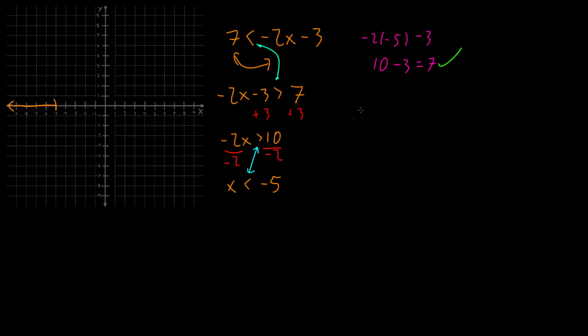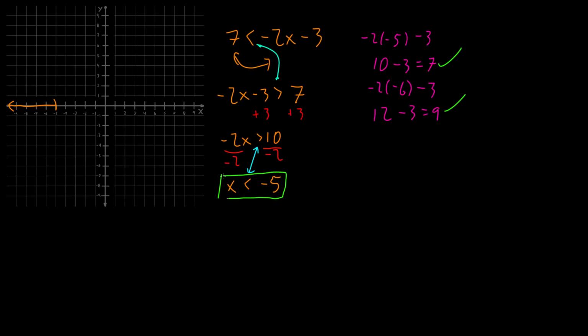So the next one to test out is negative 2 times negative 6. Negative 6 is less than negative 5. Subtract away 3. Okay, we've got positive 12 minus 3 is 9. Is 7 less than 9? Yes, so this one does also check out. So this is our answer.